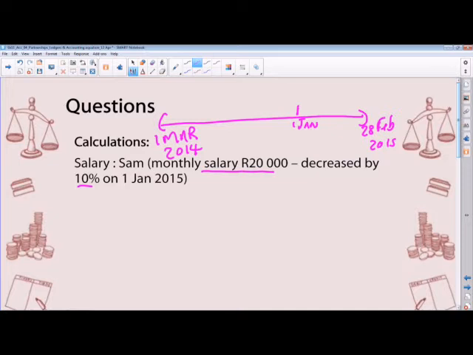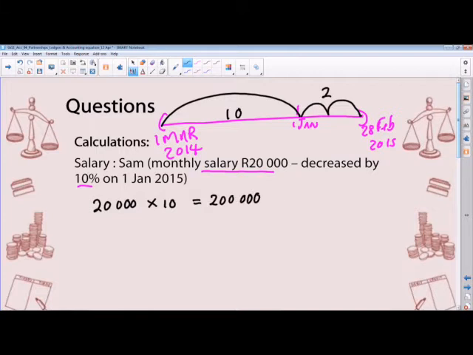So in terms of this information that is given, for the first 10 months, okay, he's obviously going to receive 20,000. And then for the next 2 months, January and the month of February, he's going to receive a salary which is 20,000, but we're obviously going to less or decrease that by 10%. So let's do the calculation. Right, so the first 10 months, we're going to take 20,000 and multiply that by 10. So for the first 10 months, he receives 200,000.